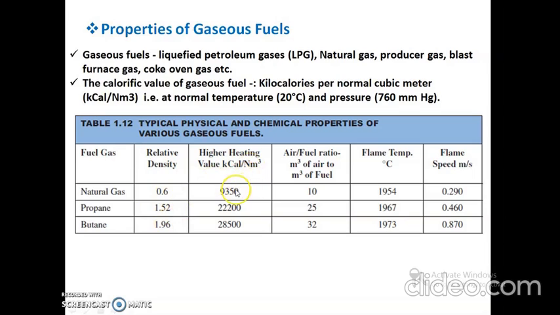The higher heating value, GCV, for natural gas is quite less, it is 9,350. For propane and butane, it is quite high, in the range of 20,000 to 30,000. Then the air fuel ratio requirement is also given. Then flame temperature is approximately 900 to 2000. And flame speed, of course, is less in natural gas and high in the case of butane.